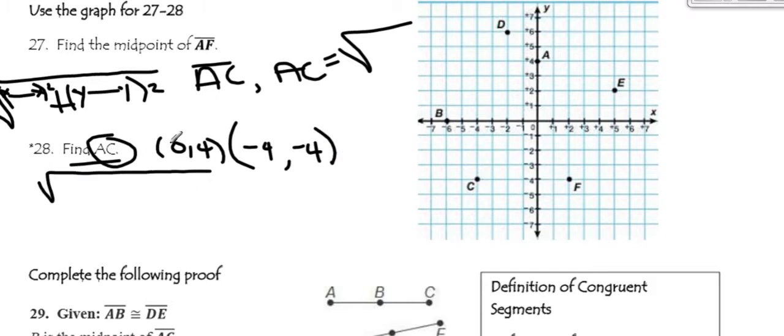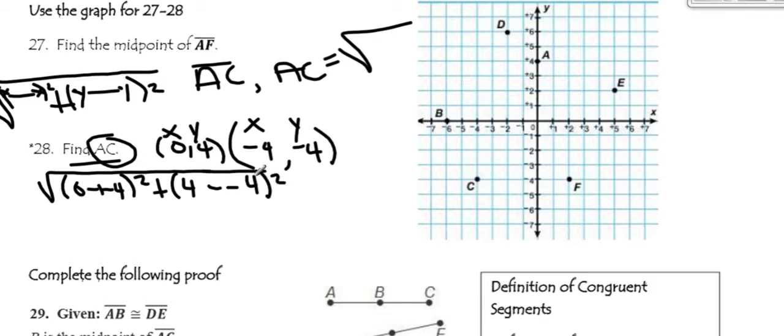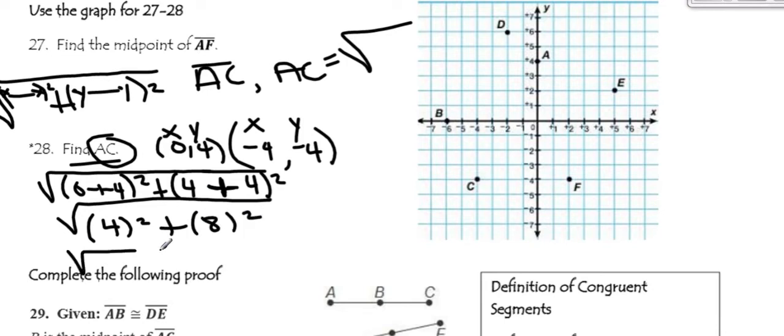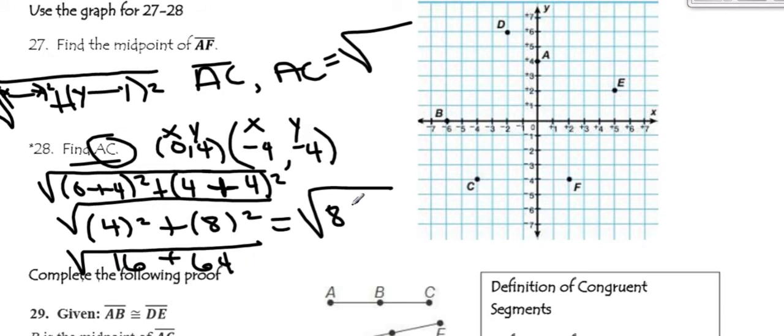So we have x minus x, 0 minus negative 4 becomes 0 plus 4. We're going to square it, plus y minus y, 4 minus negative 4. We're going to square it. Negative minus a negative is plus. 0 plus 4 squared is 4 squared. 4 plus 4 squared is 8 squared. 4 squared is 16. 8 squared is 64. This gives us the square root of 16 plus 64, which is 80.